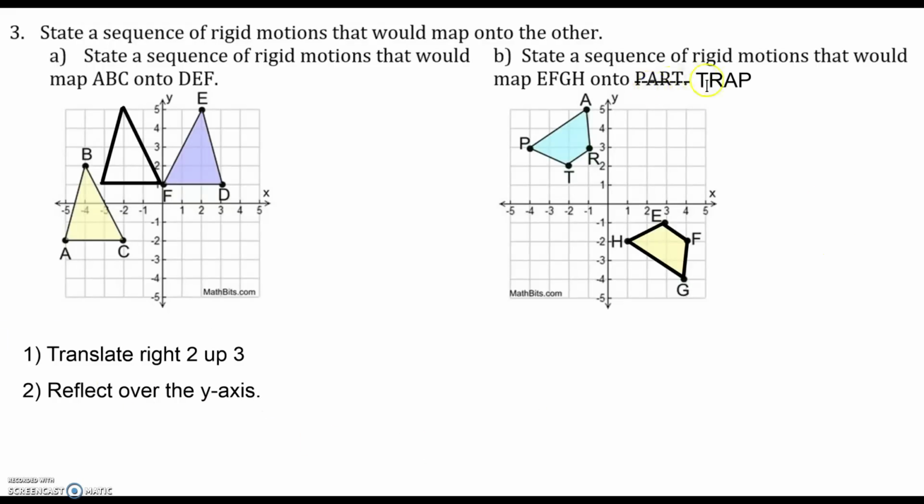For B, the letters are in the wrong order. First thing I would probably do to try to get this closer to that is I would translate it to get a corner at least together. So I would take this shape, EFGH, and I would go 1, 2, 3, 4, 5 left and up 3.